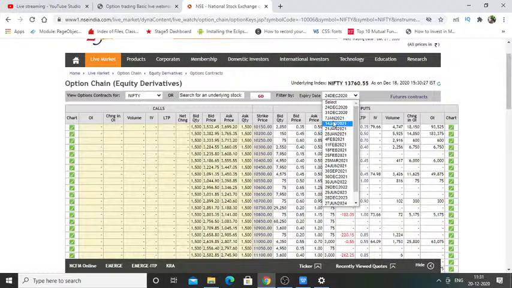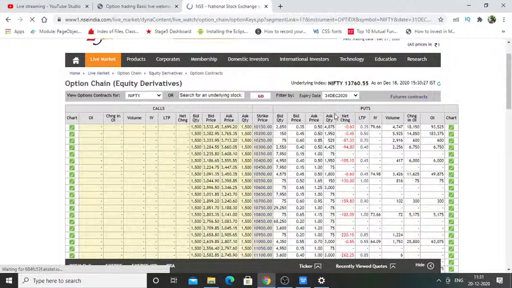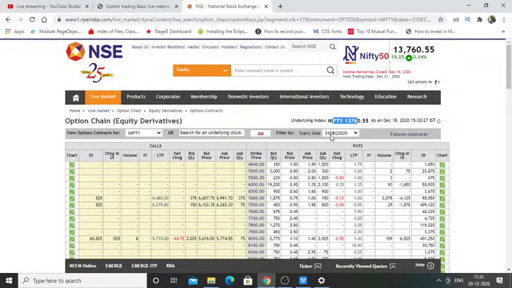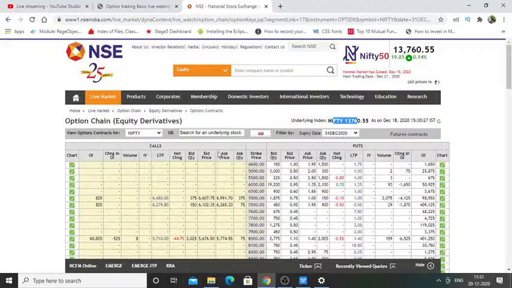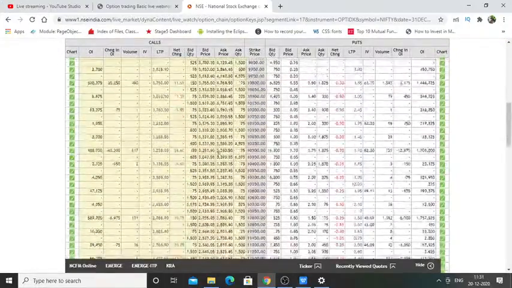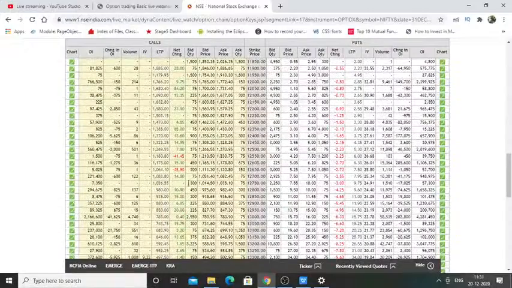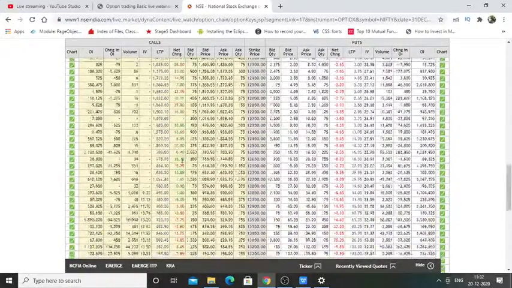I'll just choose an expiry of 31st December. Here we can see the underlying stock price, and this is the expiry date. There are many expiries available because Nifty has weekly expiries as well.